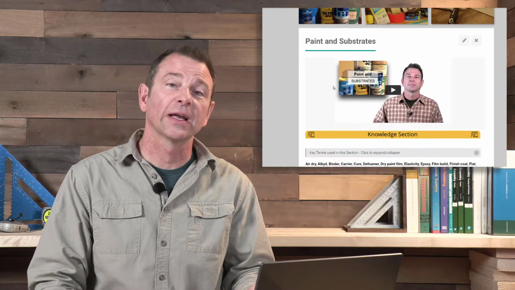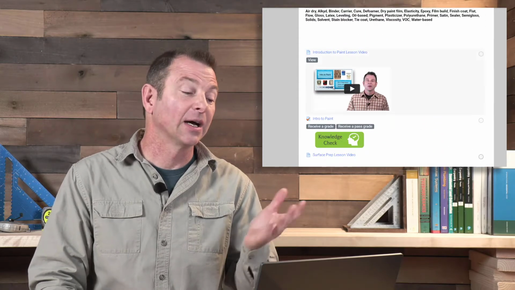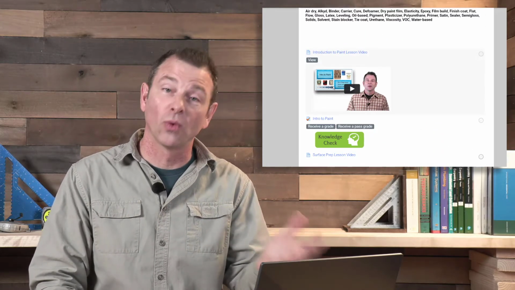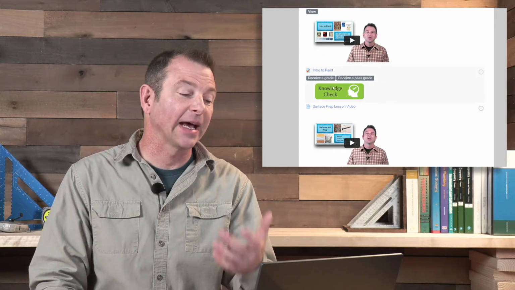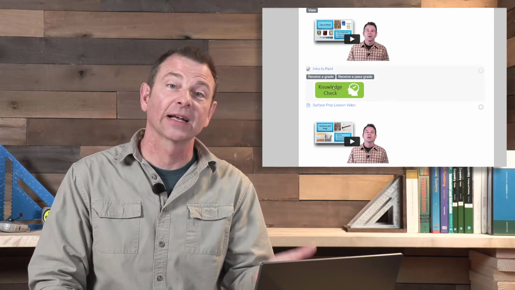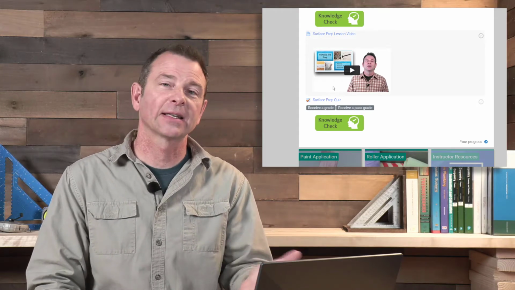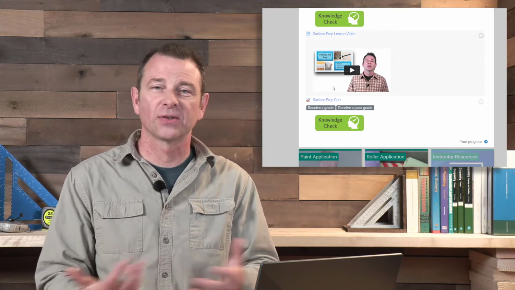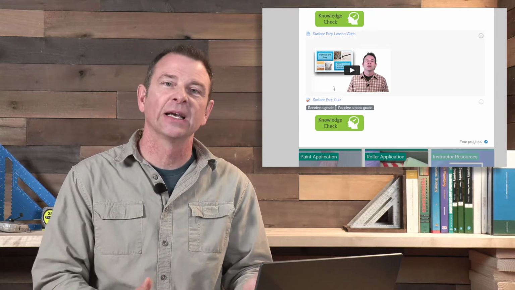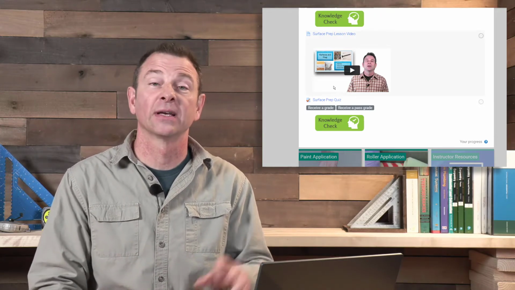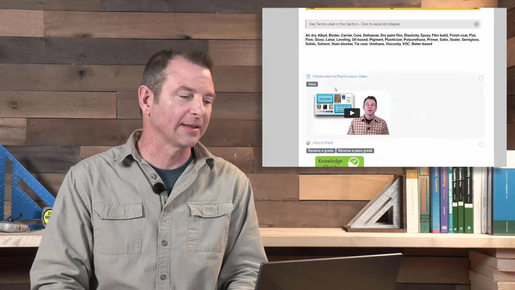A closer look at paint and substrates. There is a first lesson on what is paint, some details about that. There's a quiz that covers that lesson, and then there's a surface prep lesson. This lesson is about a lot of the different surfaces and different paint materials that need to be applied to those surfaces. There's also a quiz to follow up that lesson.